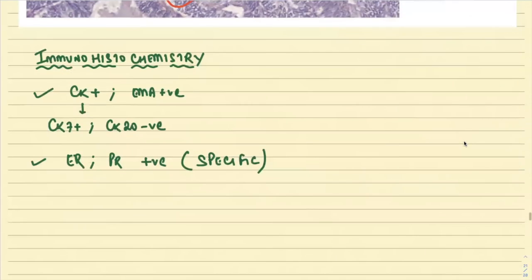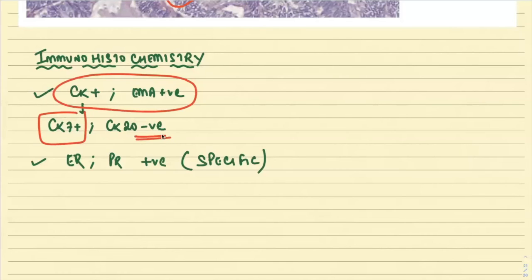Now, one very important part over here is the immunohistochemistry. Remember, in all kinds of epithelial tumors of the ovary, cytokeratin and EMA will come out positive. And among cytokeratins, they are always CK7 positive and CK20 negative. I've already explained that CK20 is positive only in colorectal carcinomas or those coming from the gastrointestinal tract, any kind of metastasis coming from there. And one specific marker for this particular ovarian tumor is ER and PR. They serve as the specific markers of this tumor.